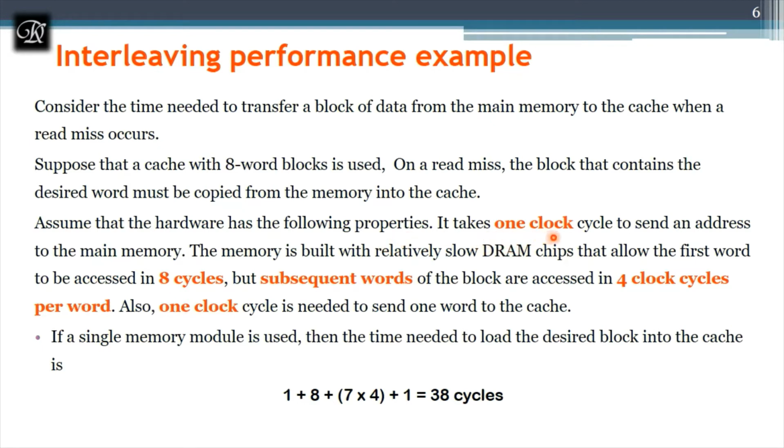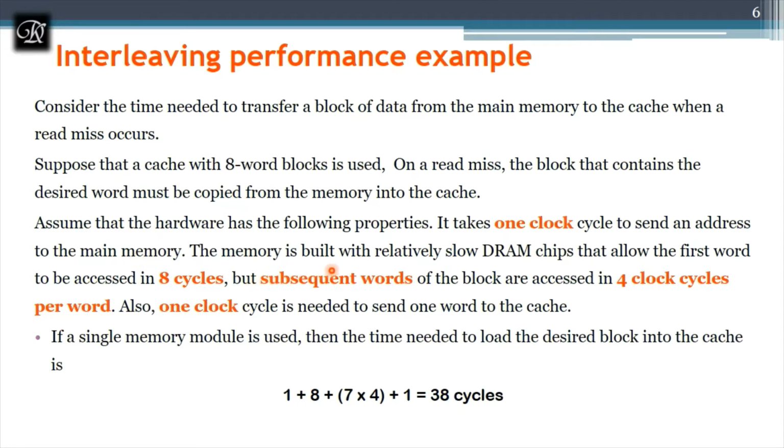It takes one clock cycle to send the address to the main memory. The hardware takes one clock cycle to send the address to main memory. So one clock cycle is now utilized.